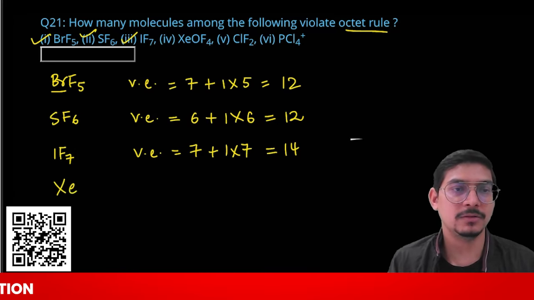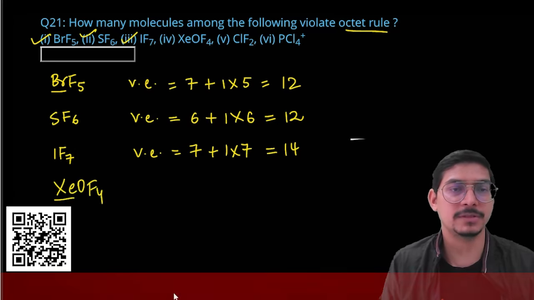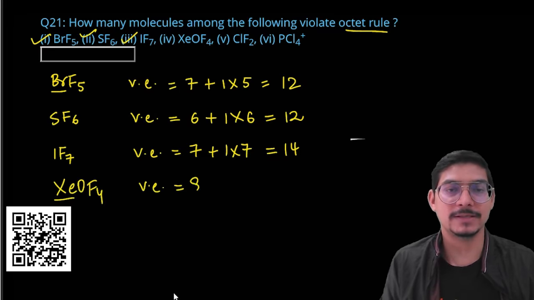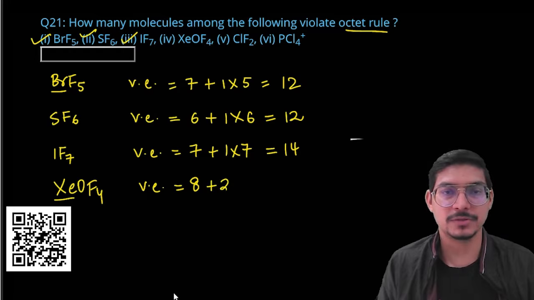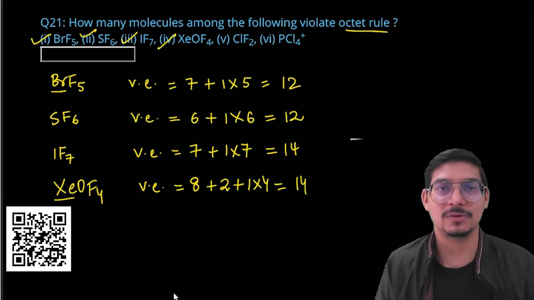Coming to XeOF4, here the central atom is xenon, which is a noble gas. So it has 8 valence electrons. It is bonded to 1 oxygen that shares 2 electrons with the xenon, and it has 4 fluorine atoms, each of which gives 1 electron. So this would be 8 plus 2, 10 plus 4, 14 electrons. So this is also an exception to the octet rule.